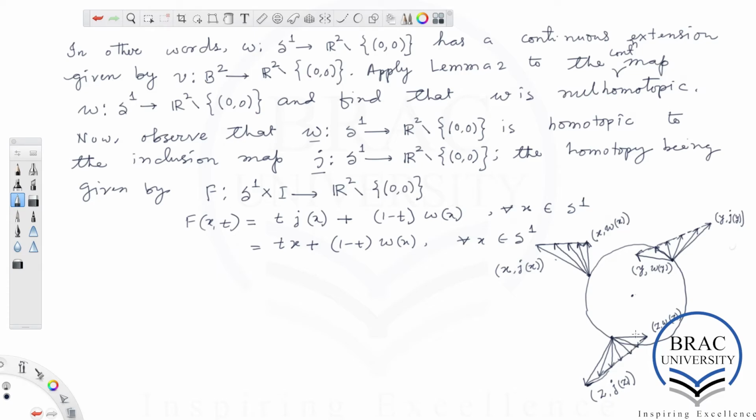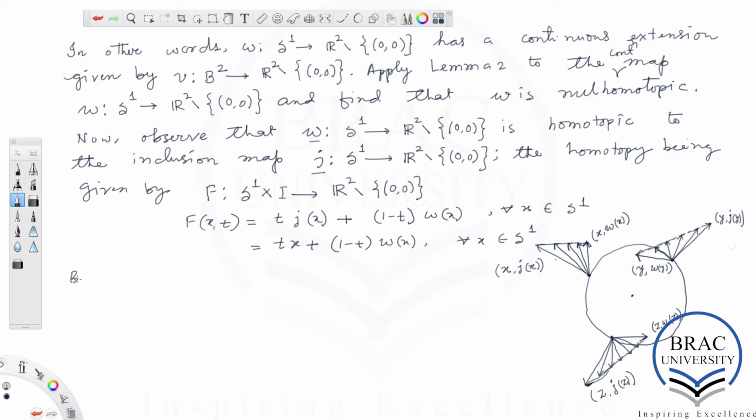Okay, good. So this is the picture demonstrating the homotopy between these two vector fields, W and the corresponding inclusion map J. Okay, so W is homotopic to J, where F is a homotopy between them.